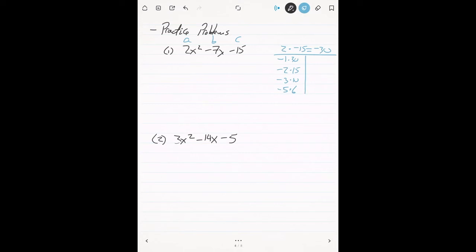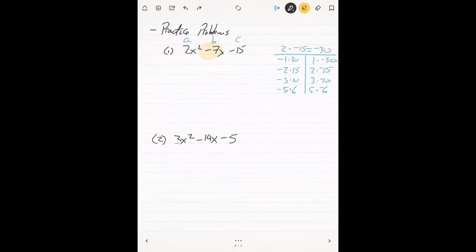Then we also have to list the other factors, where the other quantity could be negative. So 1 and negative 30, 2 and negative 15, 3 and negative 10, 5 and negative 6. These are all the factors of negative 30. And which of these do we want to work with? Well, we want to work with the factors that actually add to give us the B term of negative 7. So which of these quantities gives us negative 7 is the question.